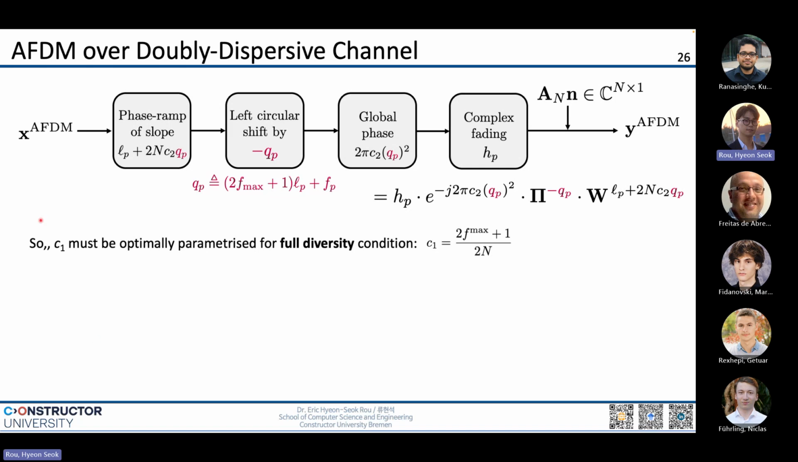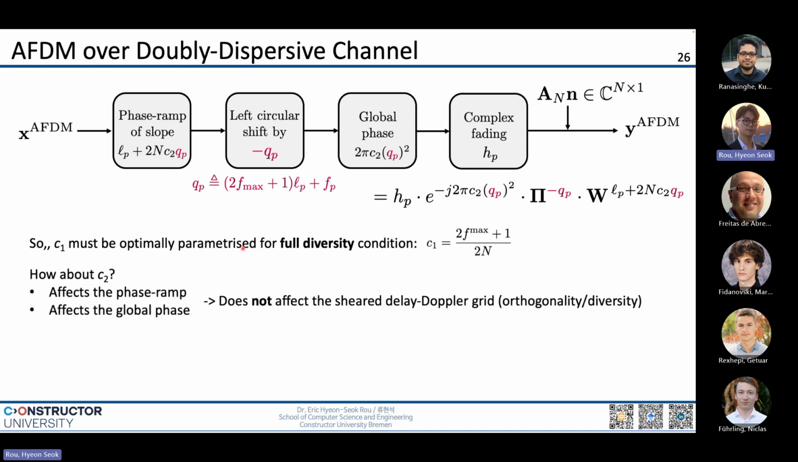So given the previous derivations, we can also now see the effect of C2. We saw that C1 had to be optimally parameterized to get the full diversity, but for C2, we see that this affects the phase ramp slope and also the global phase. And this does not affect the grid itself, as we mentioned. This does not change the shift factor. Therefore, it does not affect the orthogonality or the diversity conditions of AFDM.